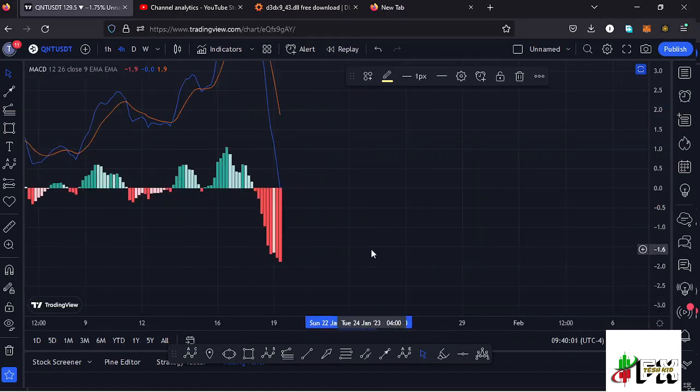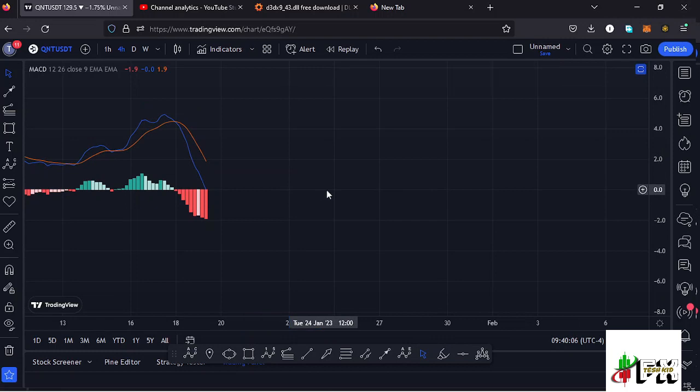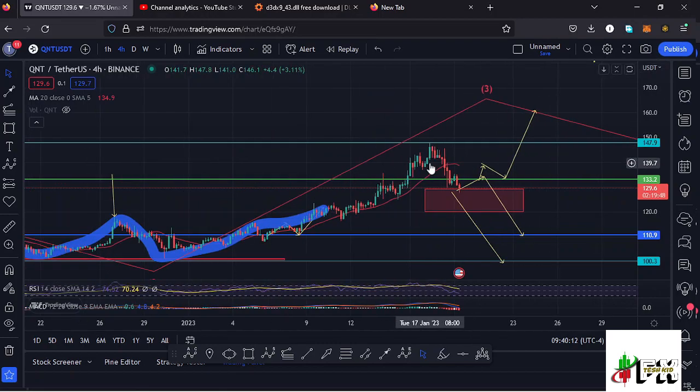Also taking a look at the MACD, on the MACD we have printed a bearish cross, meaning lower prices are still coming our way, and we are also seeing an increase in the selling momentum here on the MACD. So let's be patient and see how that plays out, and I'll keep you updated.